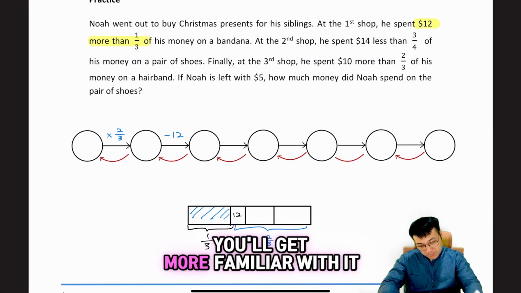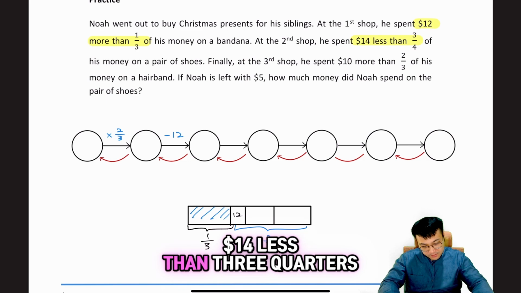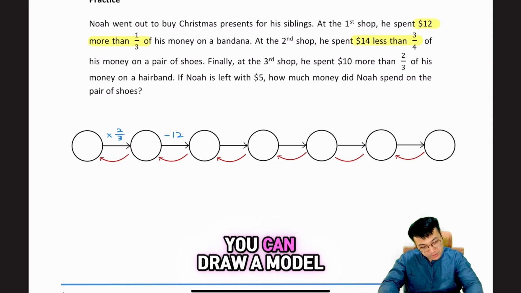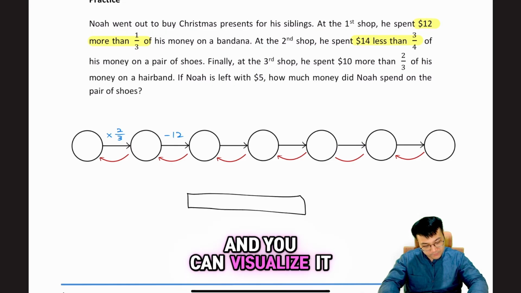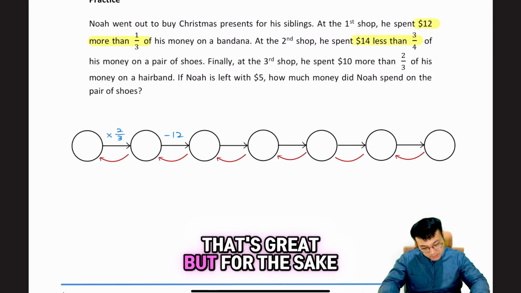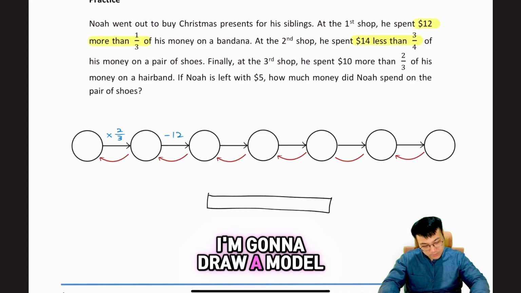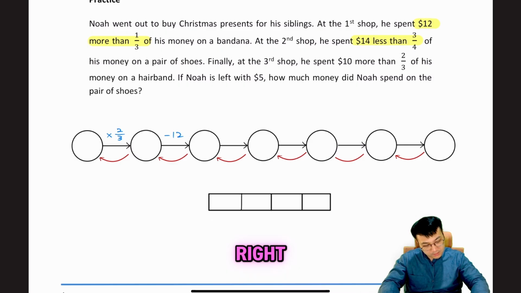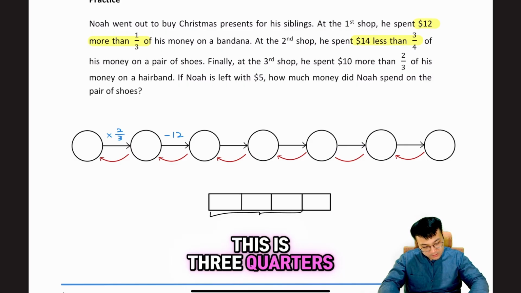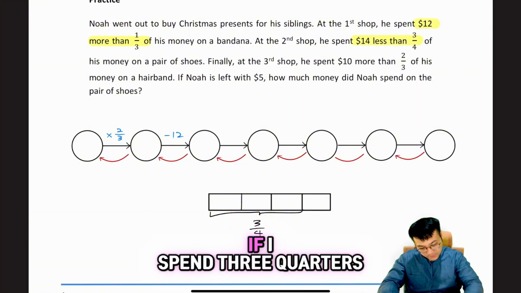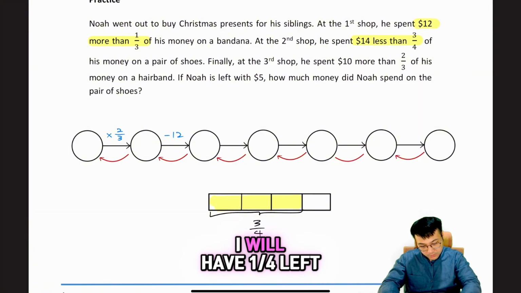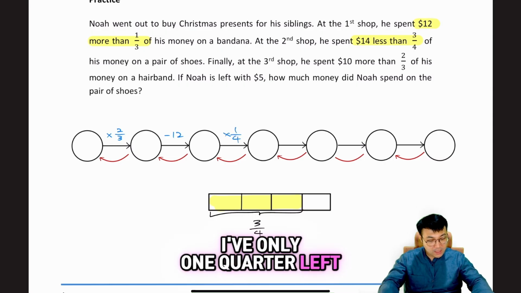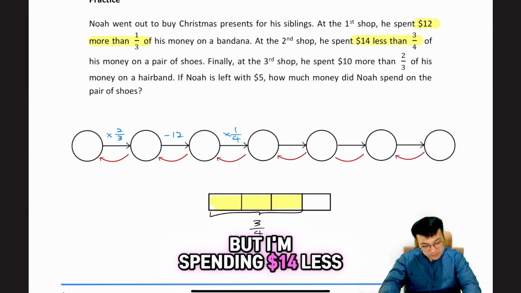Let's do more so that you'll get more familiar with it. $14 less than 3/4. So again, if you would like to visualize it, you can draw a model. If you don't need to draw a model and you can visualize it, that's great. But for the sake of explanation, I'm going to draw a model. They say I'm going to spend $14 less than 3/4, right? This is 3/4. If I spend 3/4, I will have a quarter left. So let me multiply it by a quarter. I have only 1/4 left, but I'm spending $14 less.